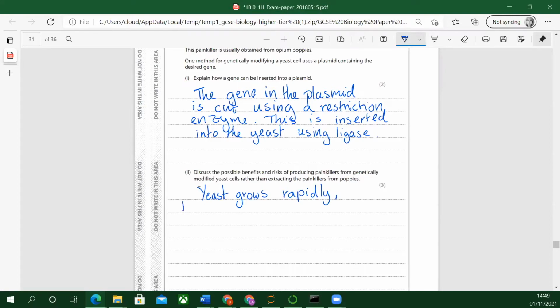And it takes up less space than growing poppies, because that's going to need a field, wouldn't it? And it's not weather dependent. Because poppies, obviously, are plants that need certain weather conditions.